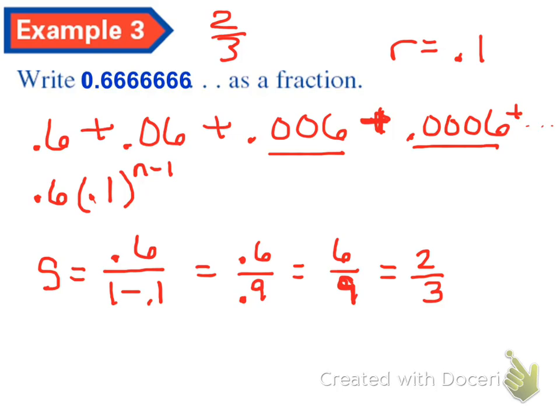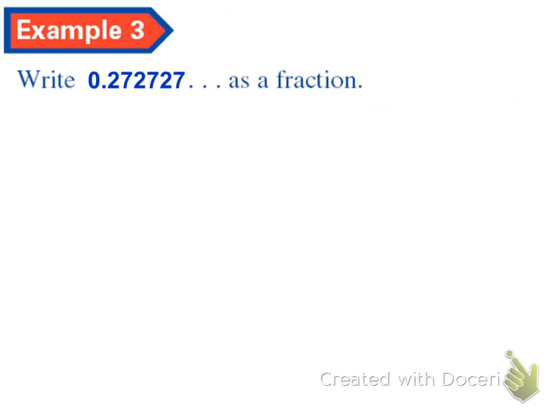Alright, let's look at the next one. Notice, before we go on to the next slide though, that when we only had one digit repeating, 6666, it was just one digit repeating, that the rate was 0.1. Hopefully we'll notice a pattern here. Let's go on to the next one.